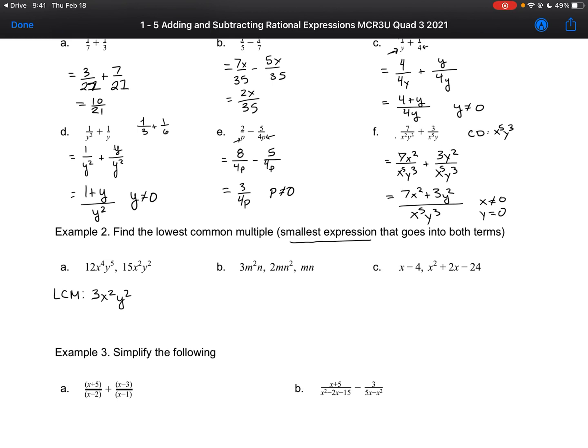In my second one, now I've got 3 things to consider. I'm going to start again with my numbers. The smallest number that goes into 3, 2, and 1 is just 1. Looking at my m's is also 1m. And then finally the n's is also 1n.